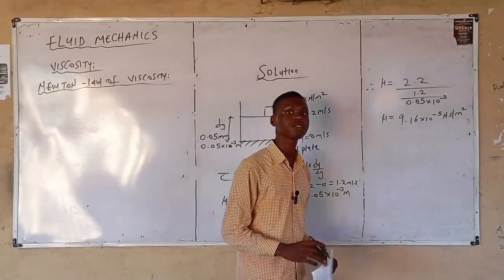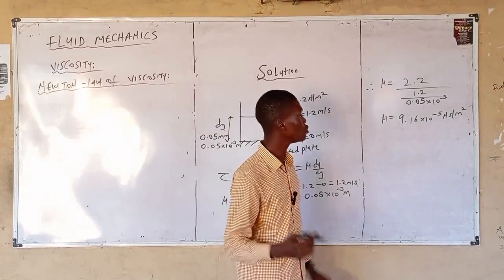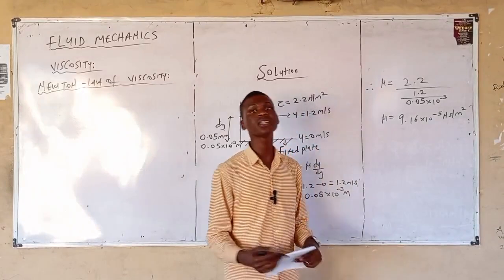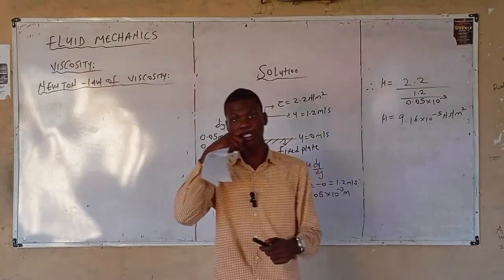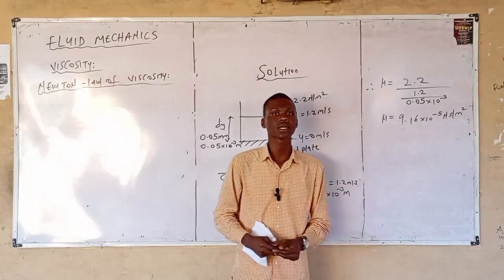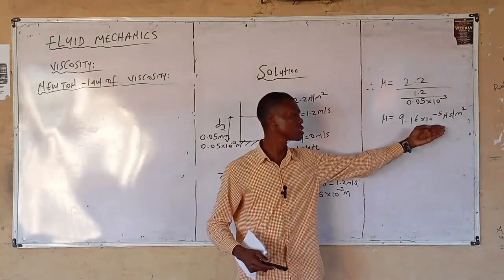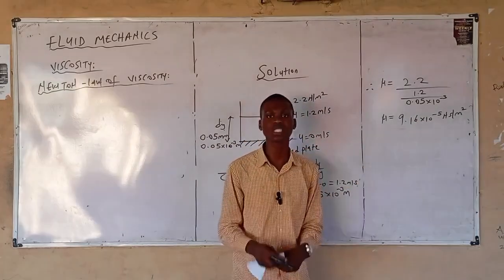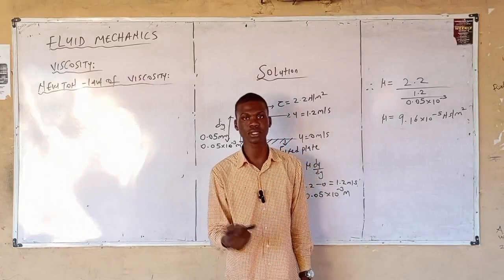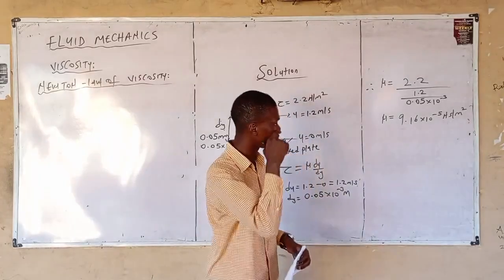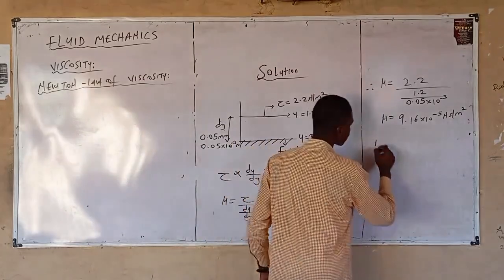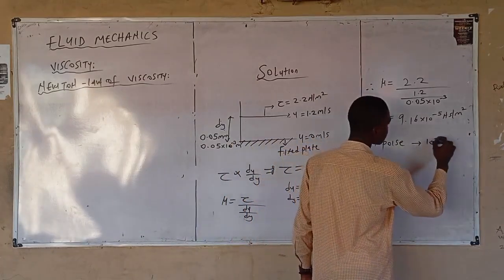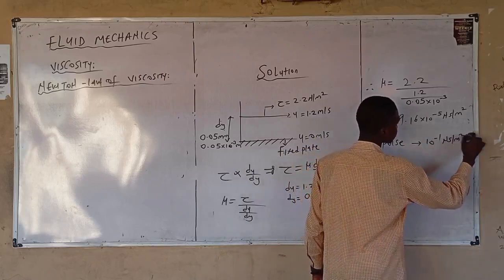What about dynamic viscosity in poise? What you just need to do is to convert Newton seconds per meter square to poise, right? Because let's say you are solving an OBJ question, and you solve for Newton second per meter square. What if your answers are in poise? How do you go about it? Just recall, we said earlier, one poise is equivalent to 10 raised to the power of minus 1 Newton seconds per meter square, right?